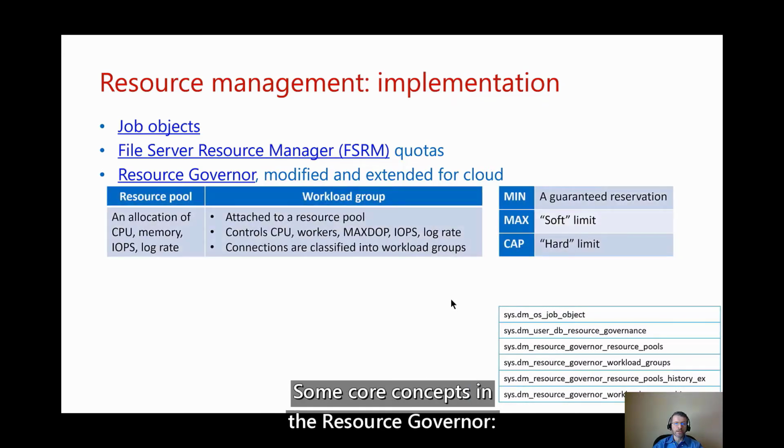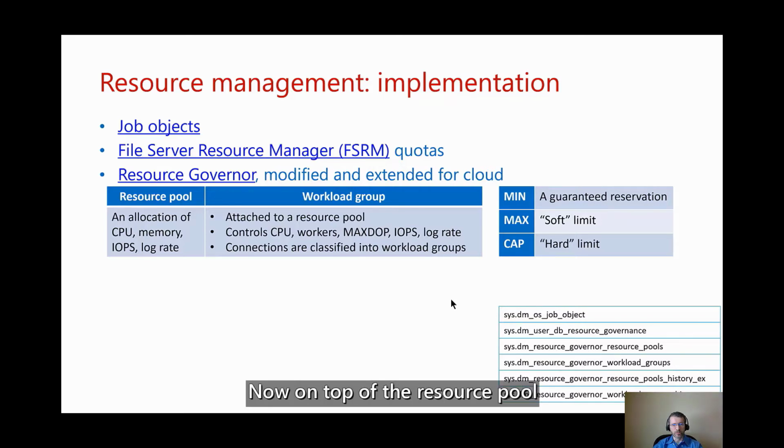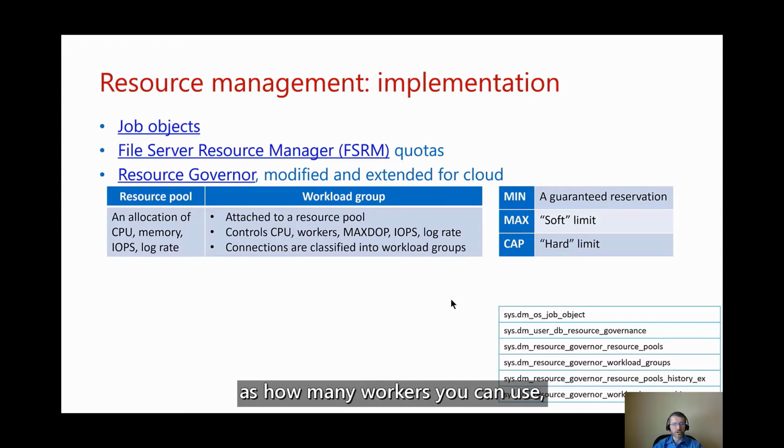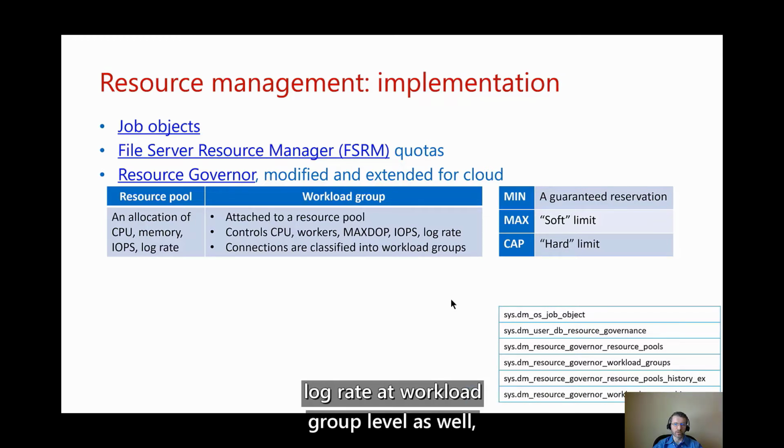So some core concepts. In resource governor, there is this concept of a resource pool, which is an allocation of some resources such as CPU, memory, IOPS, log rates that the workloads can use. Now, on top of the resource pool, there is something known as a workload group, and you can create multiple workload groups in the same resource pool, all using the same pool of resources. There are other things controlled at the workload group level, such as how many workers you could use, what is the max DOP. You can also control IOPS and log rate at the workload group level as well, in addition to controlling it at the resource pool level.